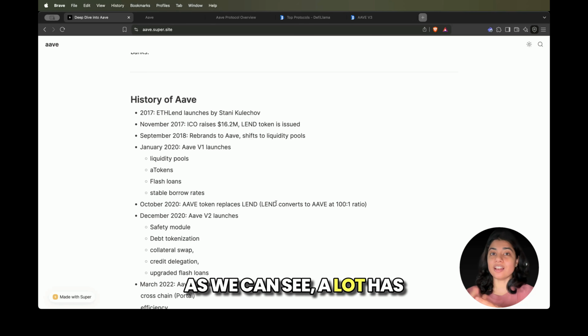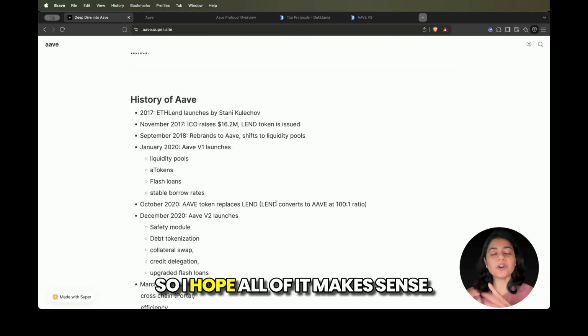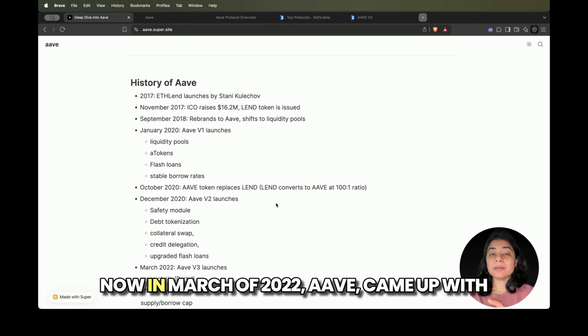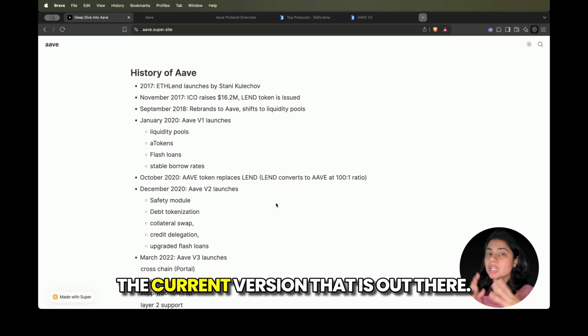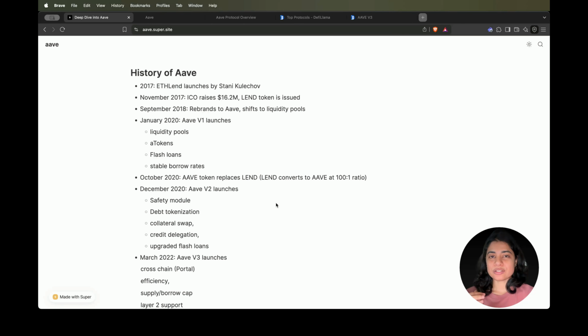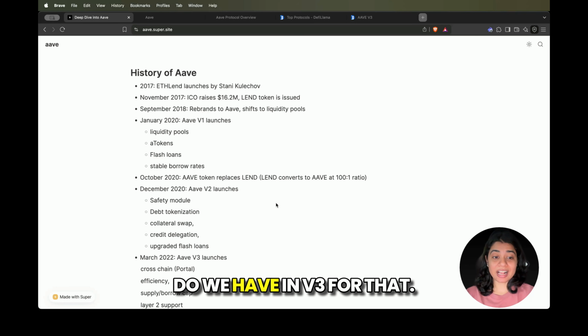As we can see, a lot has happened in the year of 2020. So I hope all of it makes sense. Now, in March of 2022, Aave came up with a new version called V3, which is the current version that is out there. So let's see what features we have in V3.